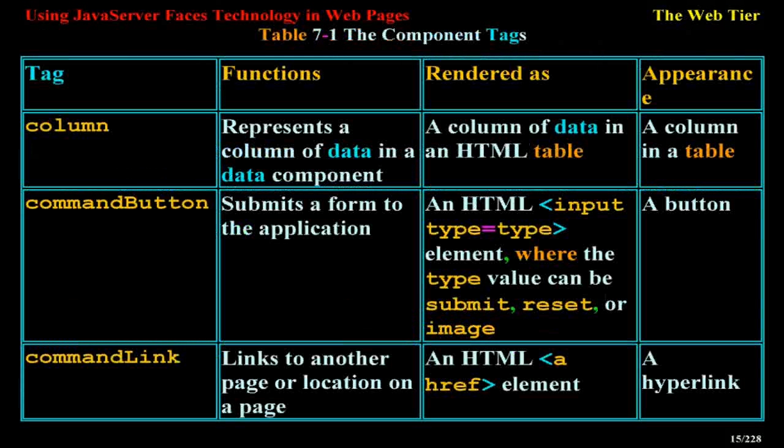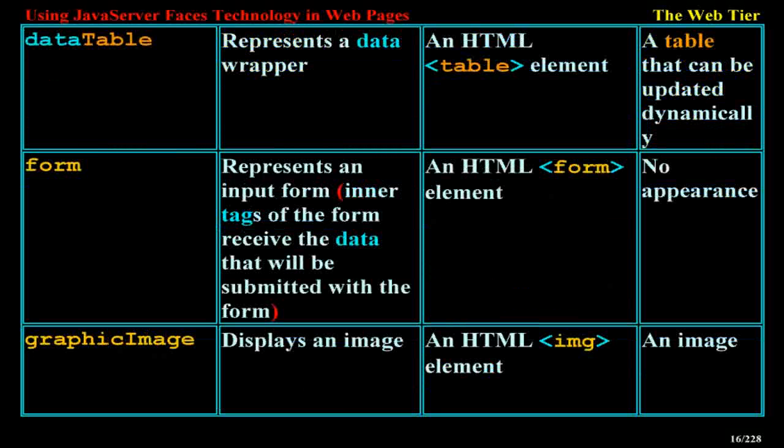Table 7-1, the component tags. Tag, functions, rendered as, appearance. Column represents a column of data in a data component, a column of data in an HTML table, a column in a table. Command button submits a form to the application, in HTML an input type=type element, where the type value can be submit, reset, or image, a button. Command link links to another page or location on a page, in HTML an a href element, a hyperlink. Data table represents a data wrapper, in HTML a table element, a table that can be updated dynamically.